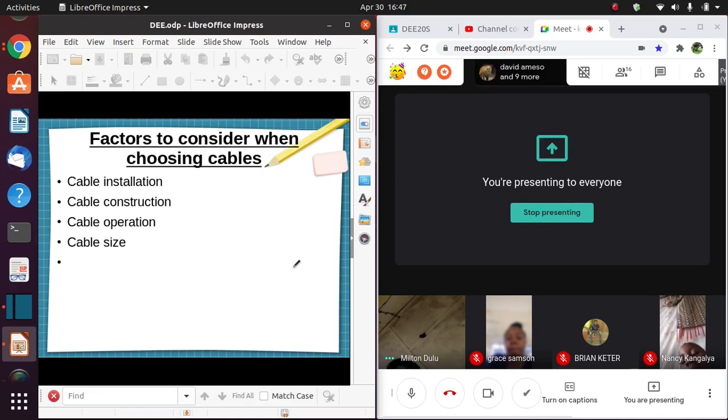Now what are some of the factors we have to consider when choosing cables? The first one, now there are so many, but I listed a couple. Kuna cost, there's so many, but I chose these 4 because these are the most important.